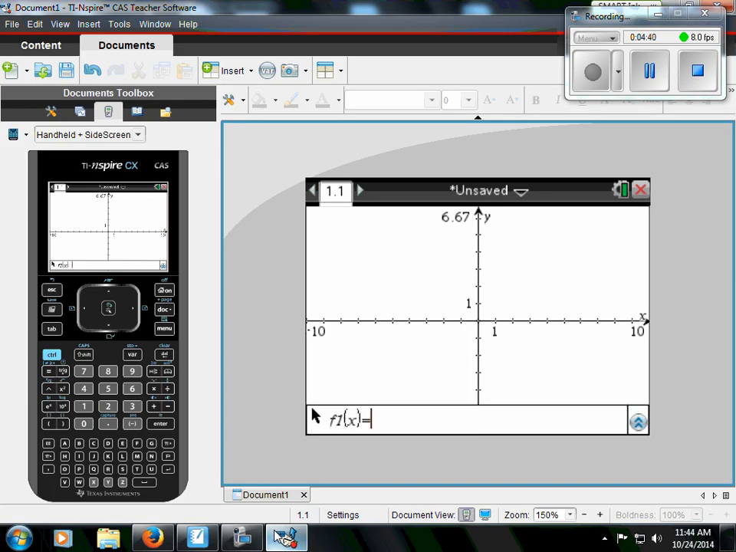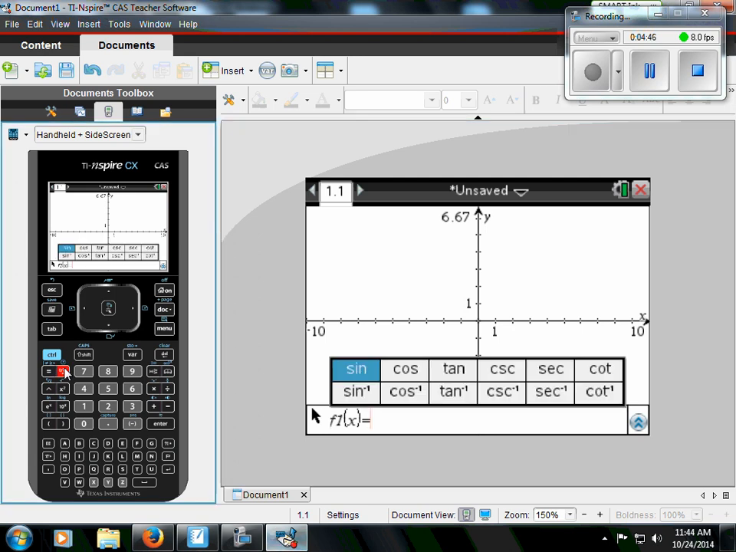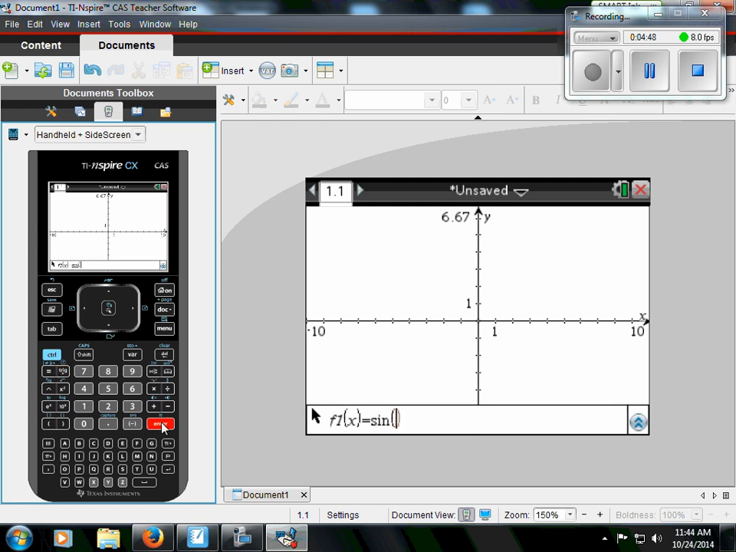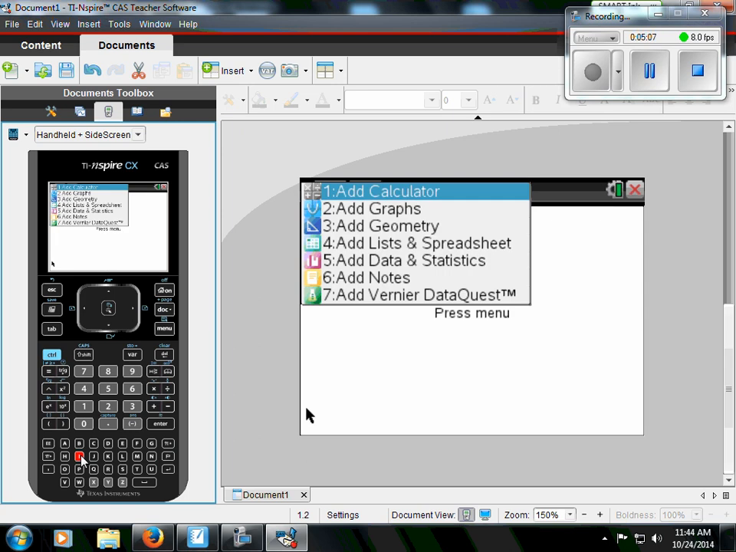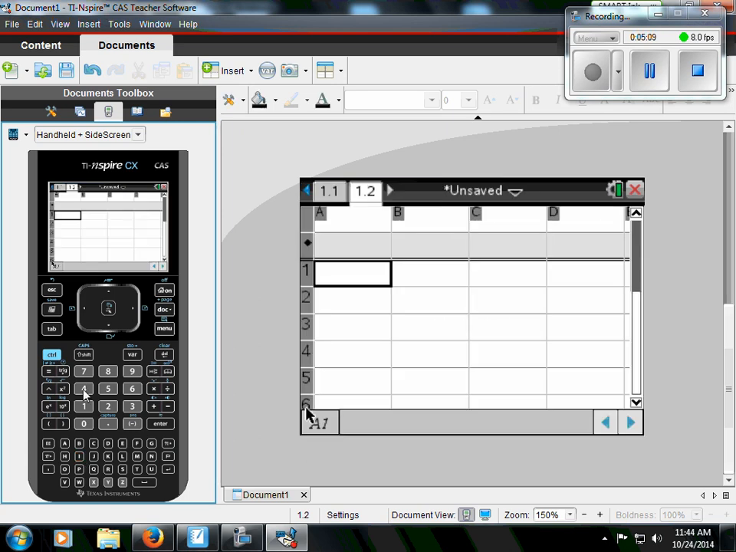You can see in my calculator here, I've actually added a graph. I'm doing that because I'm going to try to do all of these things at once. I'm going to plug in sine of x divided by x, and the graph is going to pop up here. You can kind of see from the graph what the answer will be, but we'll talk about that in a second. Then I'm going to insert a spreadsheet, number 4.